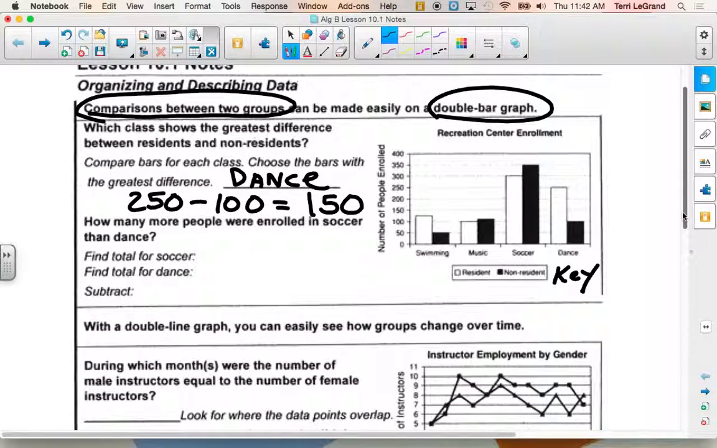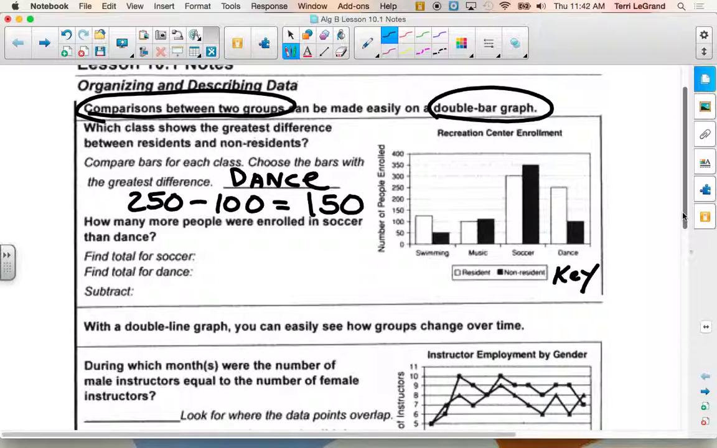Okay. Then it says, how many more people were enrolled in soccer than dance? Notice it says how many more people. Does it say residents or non-residents? No. So what are we going to have to do? We're going to have to add up the total people that play soccer and then the total people that play dance. We have to figure out how many total were enrolled in the soccer classes, and then the total enrolled in dance, and then we can do our subtraction problem.